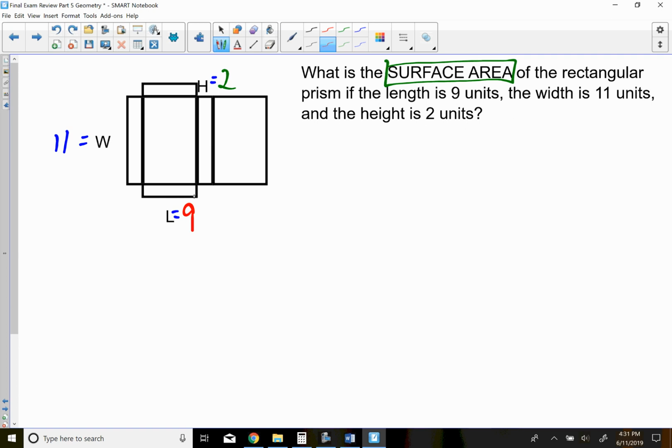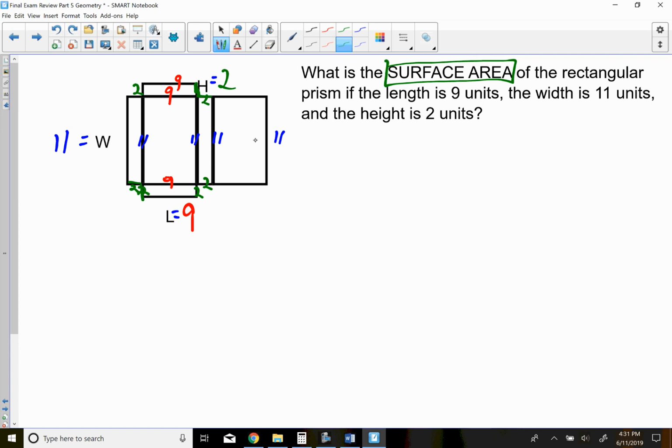So I know that this is 9, that this piece right here is worth 9, this piece is 9, and this piece is also 9, because opposite sides of a rectangle are the same. So knowing that this is 11, this piece is 11, and this is 11, and this is 11, and that is 11. Now the height, if this is worth 2, this piece and this piece have to be the same, because if I'm folding that box, these two lines come together to form one of the corners or edges of the box. So that's 2, this is 2, and if that's 2, this is 2, 2, 2, 2. Again, this piece and this piece have to match up, and same thing with those two pieces there.